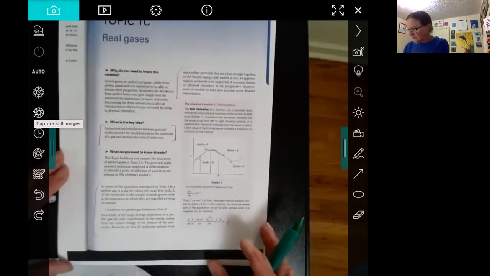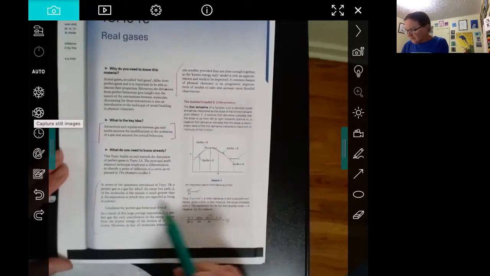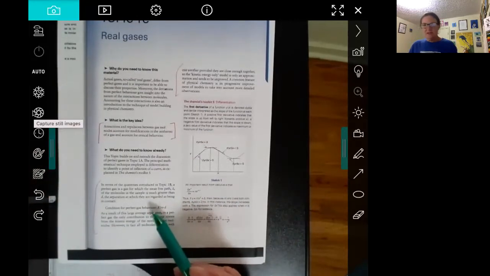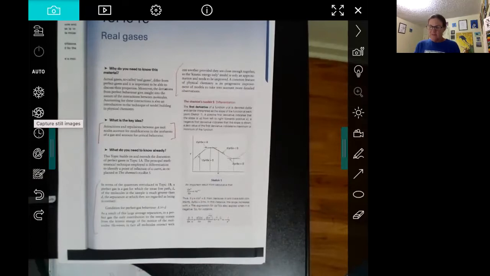So in terms of the quantities introduced, a perfect gas is one for which the mean free path of the molecules in the sample is much greater than the diameter of the molecules. The mean free path is just how far a molecule travels before it collides with another one. That was from the kinetic theory of gases. And so really all it's saying is a perfect gas is one that really doesn't collide with other molecules because it's not at a very high pressure and not at a very low temperature.